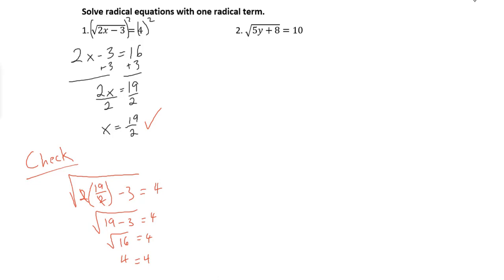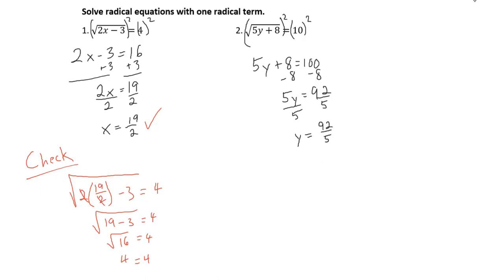All right, we can see that the radical is isolated, so let's go ahead and square both sides. And then we get 5y plus 8 equals 100. Subtract 8, and we get 5y equals 92. Divide by 5, and you get y equals 92 over 5.